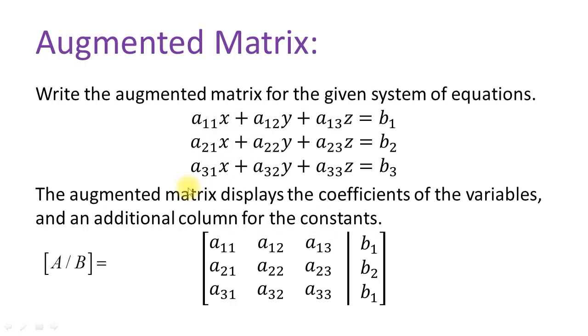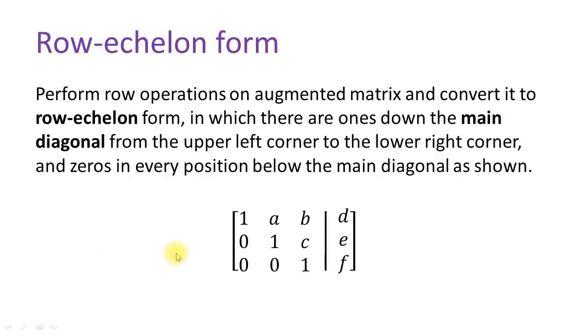Then take the augmented matrix from this matrix system. This is the augmented matrix. The augmented matrix displays the coefficients of the variables and an additional column for the constants. These are the constants of the equations which lie on the right hand side of the system, and these are the coefficients. This is the coefficient matrix, and this is the matrix of constants. So combine these two matrices, called the augmented matrix.